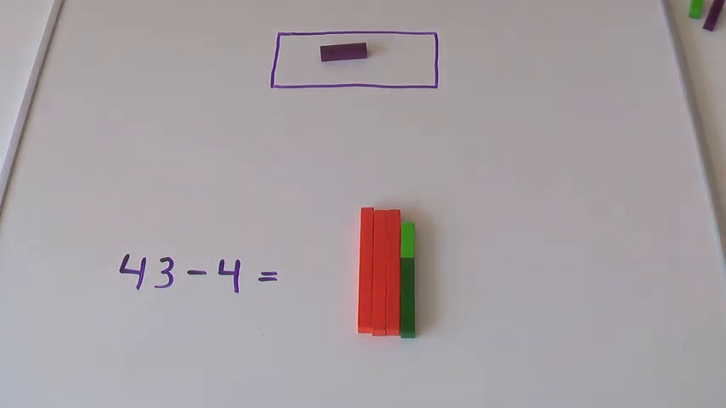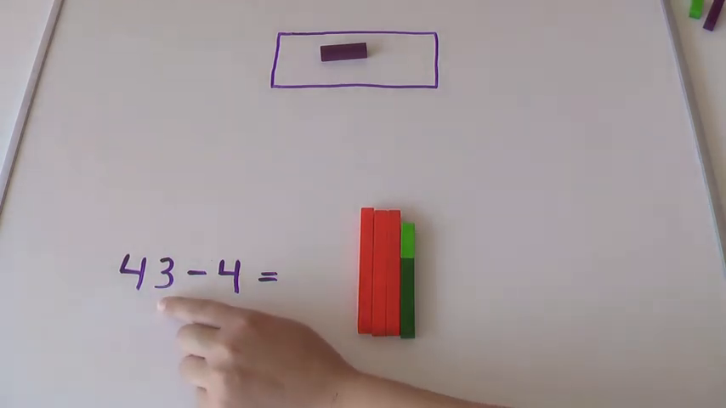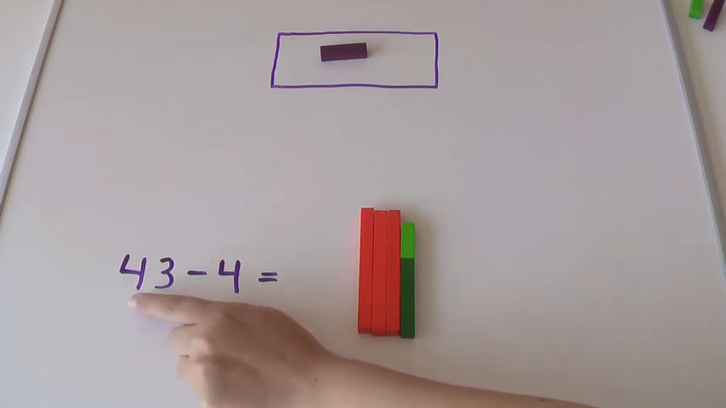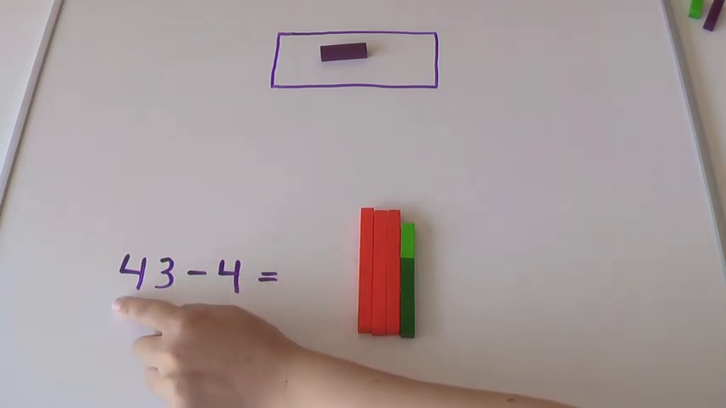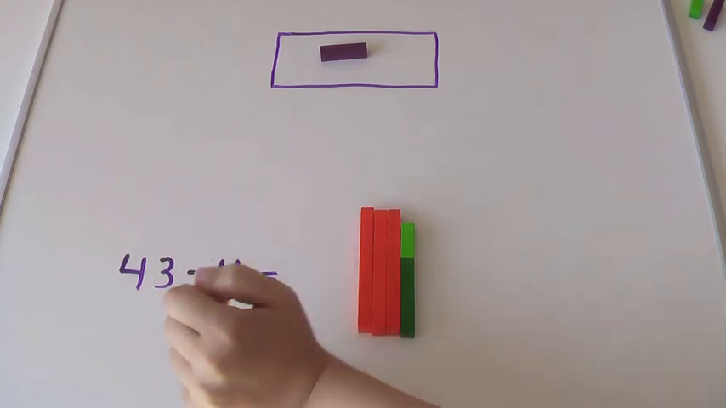And so eventually children will drop the use of the Cuisenaire rods, and they'll be able to just look over here, 43 minus 4. They'll do 43 minus 3 is 40, and then minus 1 is 39. Or they might do 43, they will see that as 40 and 3, and so they'll take the 4 away from the 40, and that would be 36. Then you add the 3 back in, and that's 39.